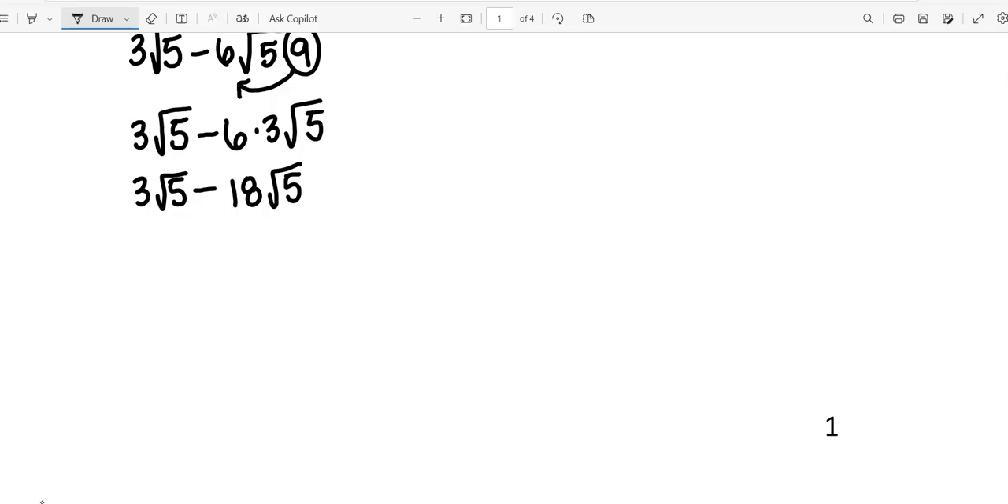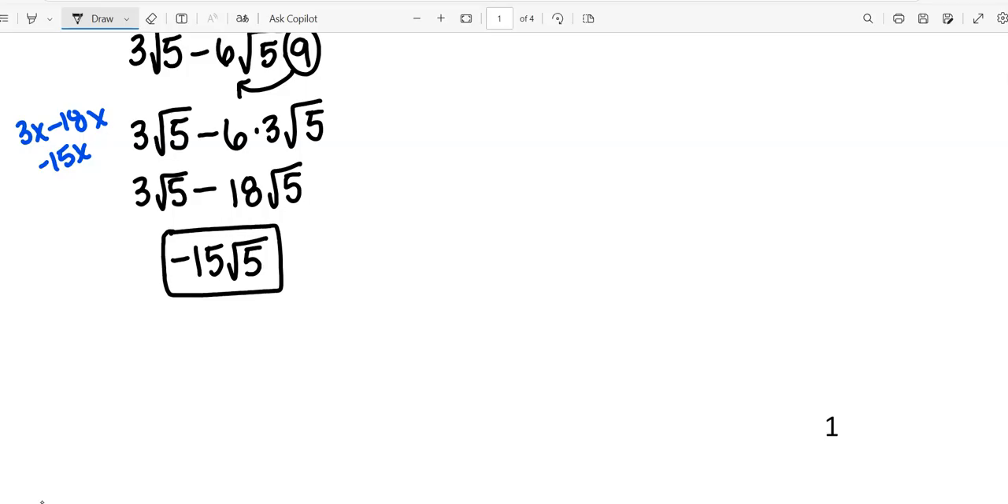And it kind of works the same as if I gave you 3x minus 18x. How many x's do you have there? Negative 15x. The x didn't change when you added or subtracted those together. So here, the root is not going to change. It's just going to be negative 15 of them. So negative 15 square root of 5.